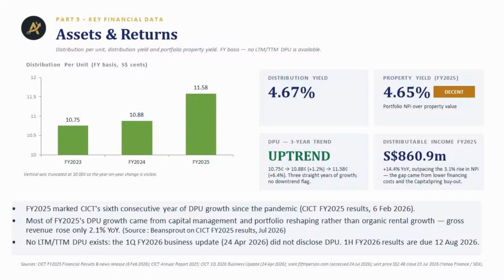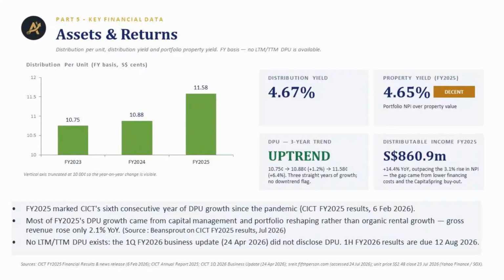Right. In financial year 2023, the DPU started at 10.75 cents. Then, in FY24, it moved to 10.88 cents, which is a 1.2% year-over-year increase. And then in FY25, it arrived at 11.58 cents. That is a much steeper 6.4% year-over-year increase. Which represents 3 straight years of defined growth. There are mathematically no downtrend flags visible in this specific snapshot.